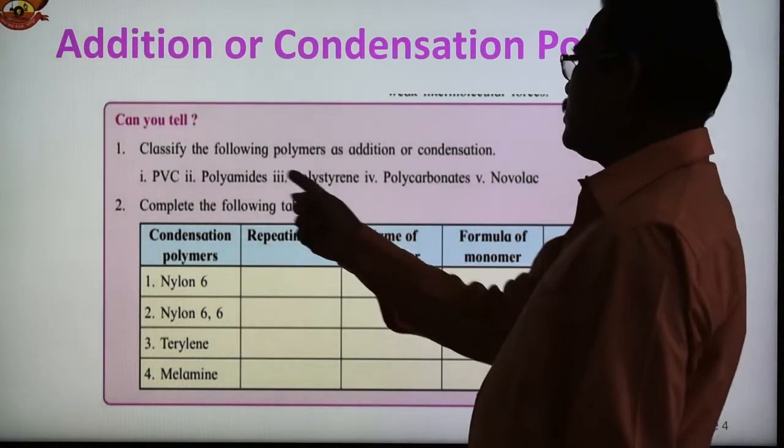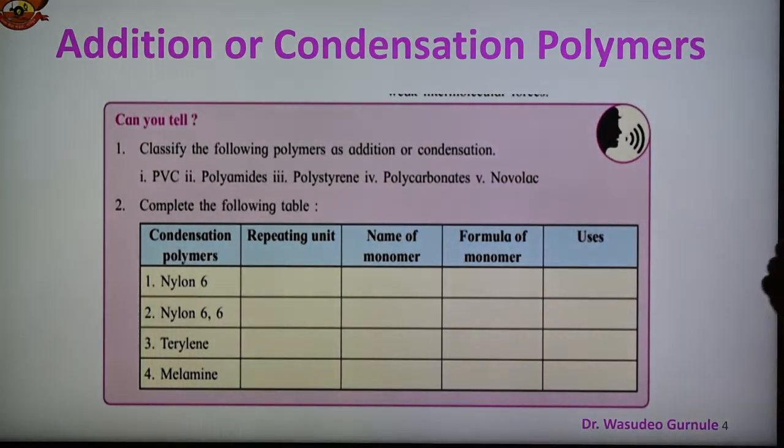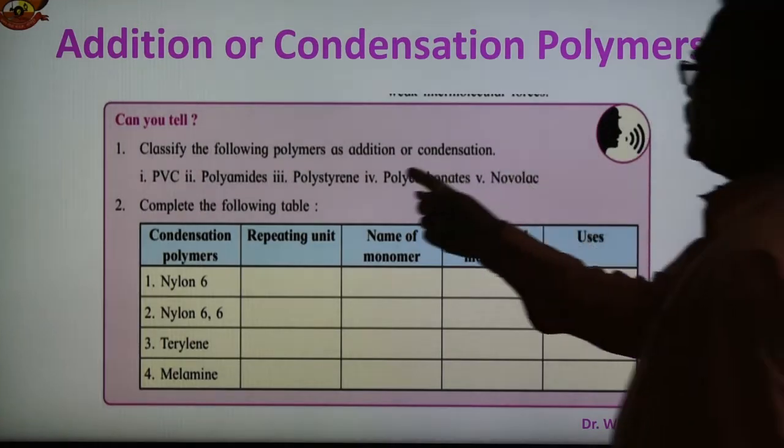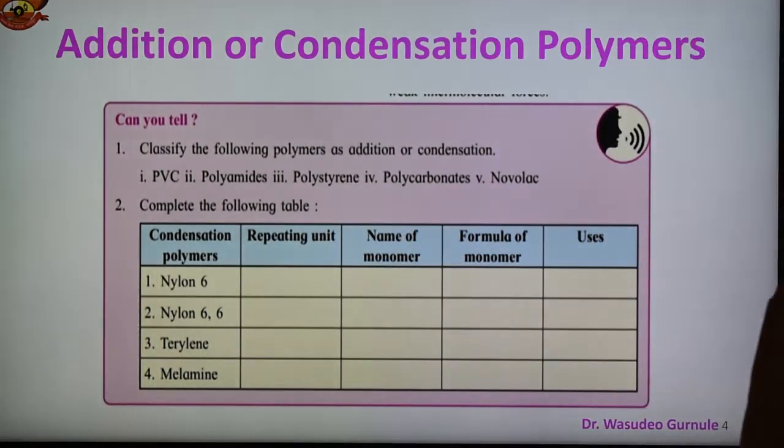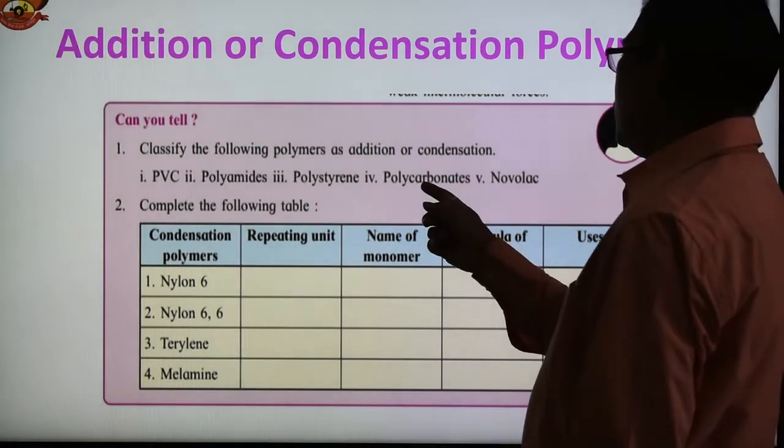So this is a condensation polymer. Polystyrene: only styrene is there, and then we get polystyrene. So the monomer is styrene, therefore it is an addition polymer. And next is polycarbonate.